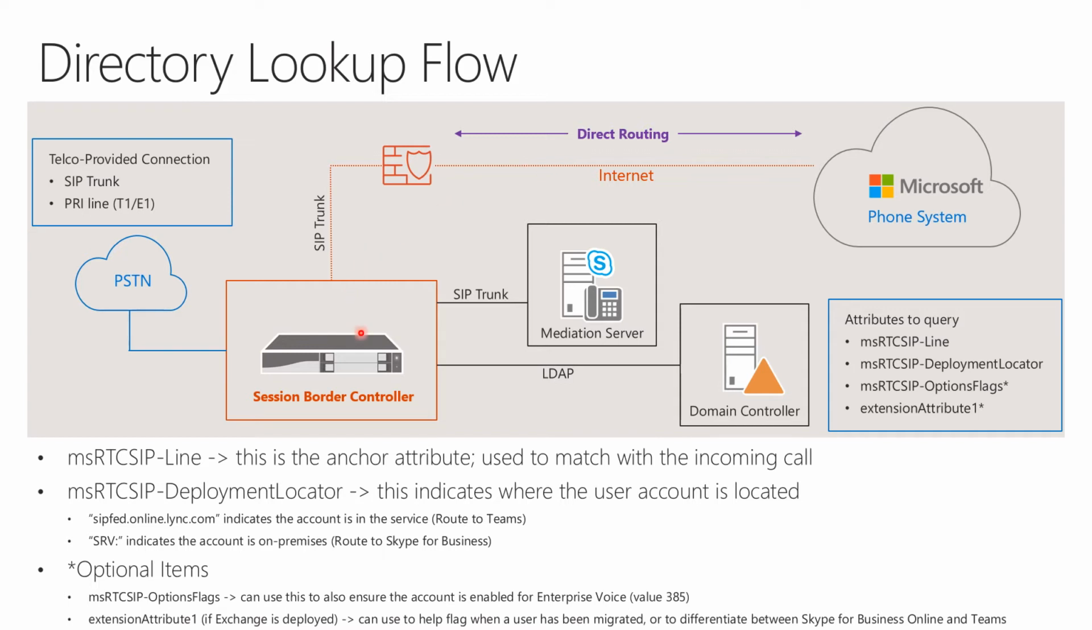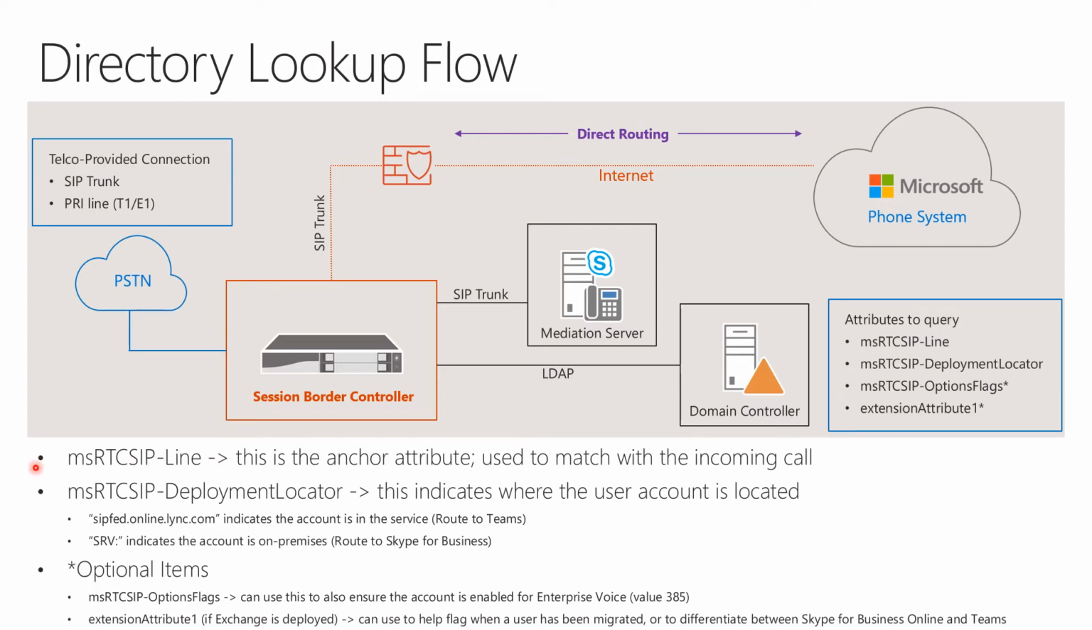So the session border controller knows that it has two different paths that it can send the calls that come in. How does it make the decision without an administrator having to go manually configure these things? Well, that's where LDAP comes in. So here, I establish an LDAP connection to a domain controller, and there's a set of attributes that I can query, a couple of which are critical attributes, right? The msRTCSIP-Line, the DeploymentLocator, and then optionally we have OptionFlags and extension attributes that we could use. So what do all these attributes do? What's the point of them?